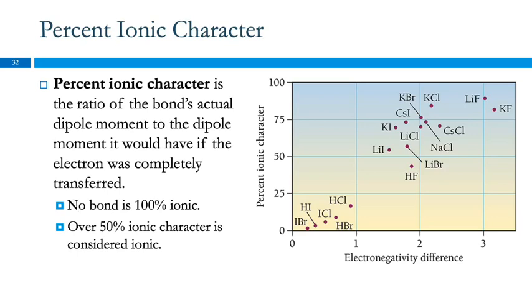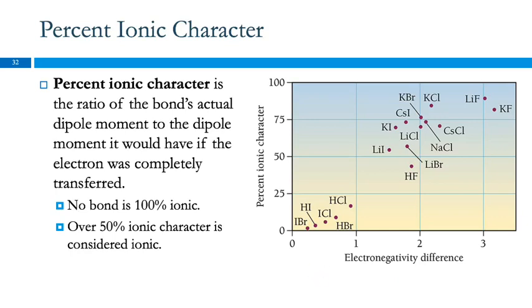So it's a little disturbing, but no bond is 100% ionic. Electrons actually are never completely transferred. But that's a little issue that we just kind of gloss over and ignore for the most part. This is a graph showing percent ionic character versus electronegativity difference.